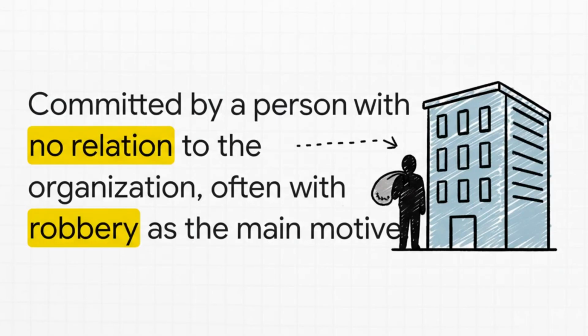First up, we have type 1, which is criminal violence. In this case, the attacker has no connection to the business. You can think of a robber holding up a store or a random act of violence. The workplace just happens to be the location of the crime. The motive has nothing to do with the company itself.